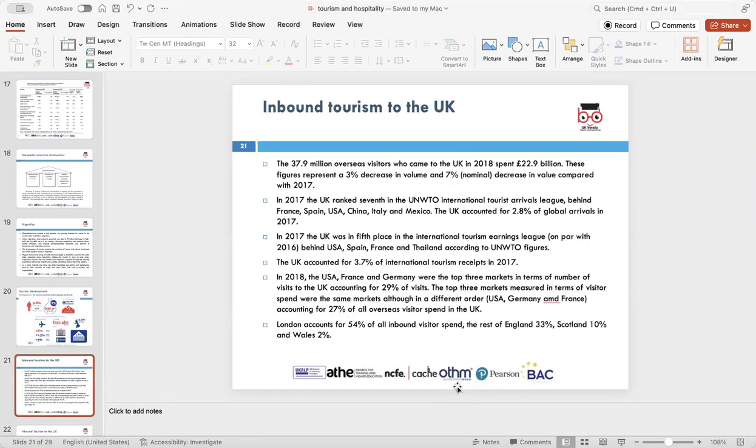Inbound tourism in the UK brings significant economic value. In 2000, approximately 37.9 million international tourists visited the UK. So this is only for one year, contributing 22.9 billion to the economy. Compared to 2017, this represents a slight decline of 3% in visitor volumes and a 7% decrease in overall spending in 2017.